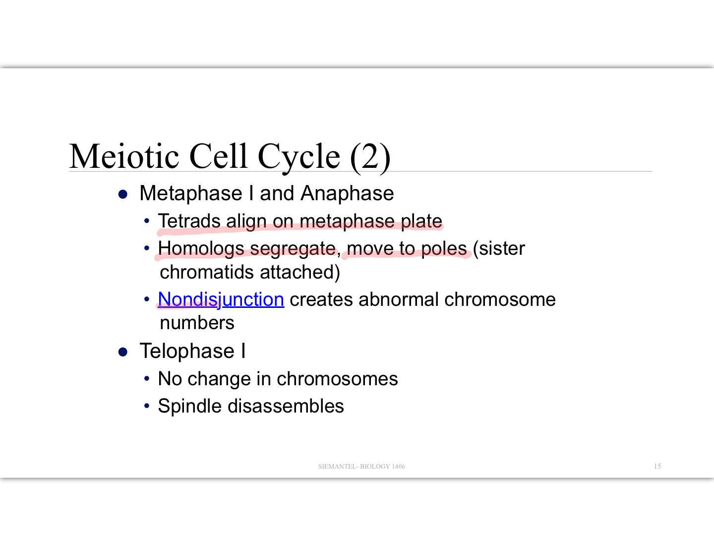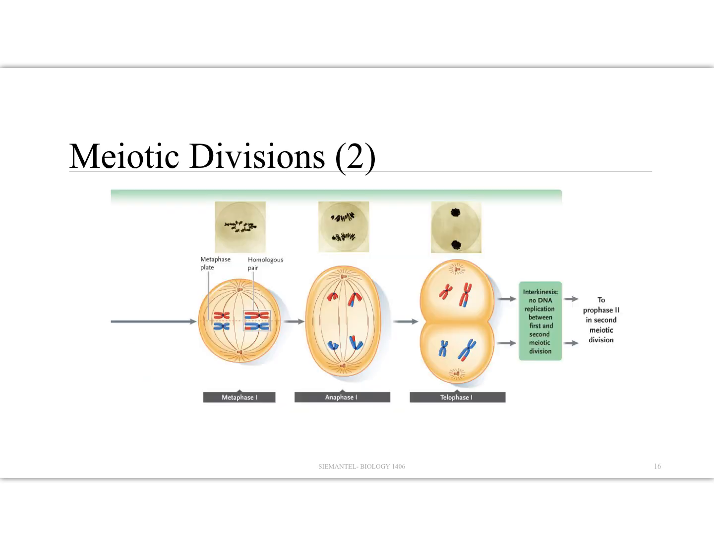Again, this is where non-disjunction can happen, which would create an abnormal number of chromosomes. So instead of having them nicely divided between two sections of the cell, one section of the cell will have more information than it should, and the other section will have none of that particular chromosome. And then in telophase 1, there's no more changes to the chromosomes at this point. Our spindles will disassemble, and we will start to form or reform nuclei around those chromosomes at either end of the cell.